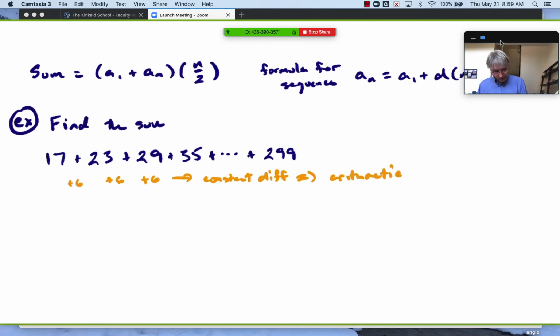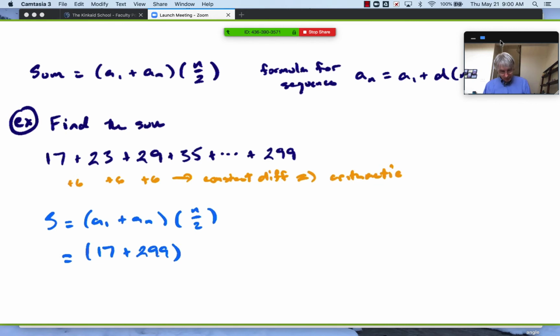And so the formula that I'm going to use is this formula. The sum will equal the first term plus the last term times the number of terms over 2. When the information is given this way, 17 is the first term, 299 is the last term, but at this point, we don't know how many terms there are, and so that's where I'll have to use the formula for the sequence here.